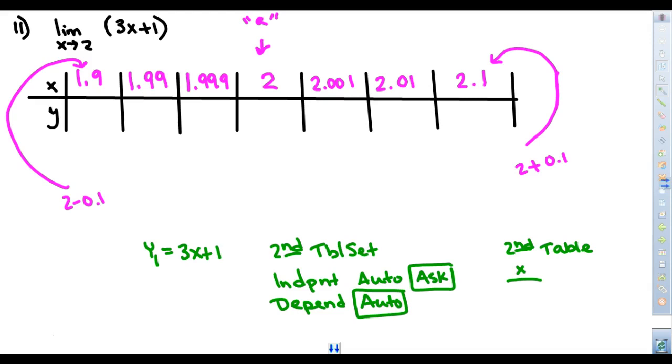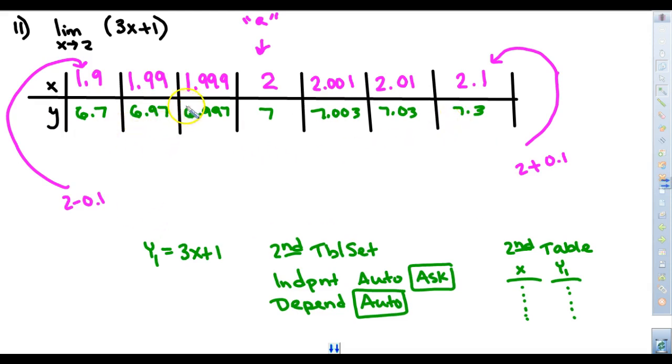2.01, and 2.1. Okay. In that X column, as you're putting all your numbers in, you're going to see that Y1 column start to populate. The numbers that I got were 6.7, 6.97, 6.997, 7, 7.003, 7.03, and 7.3. Okay? So these are your numbers that you've got.